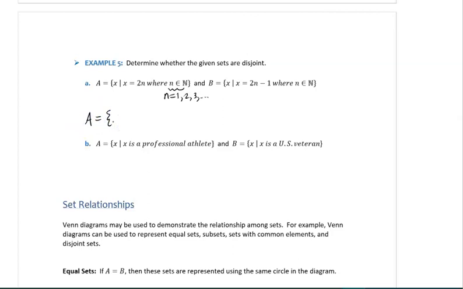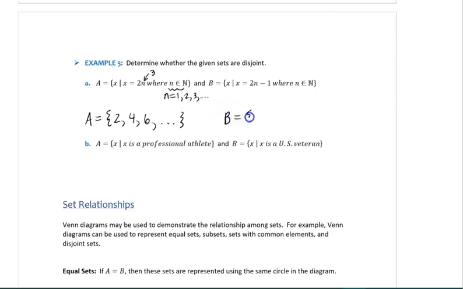So let's say that n equaled 1. Then we would have 2 times 1, which is 2. The next natural number would be 2. So if n equaled 2, then we would have 2 times 2, which is 4. The next natural number would be 3. So if n were 3, then we would have 2 times 3, which is 6, and so on and so forth. This is an infinite set representing the even values.